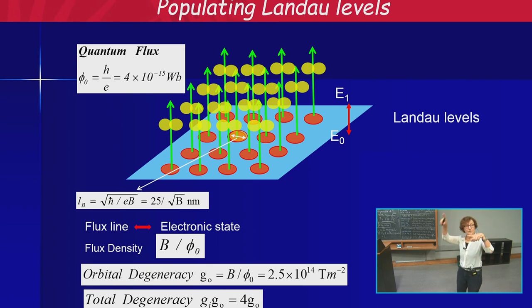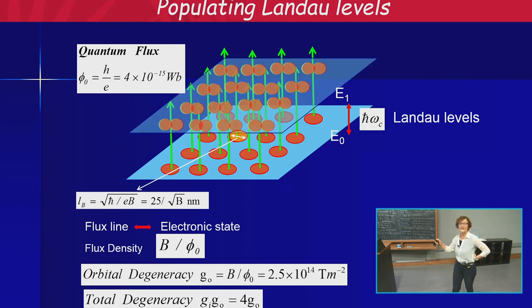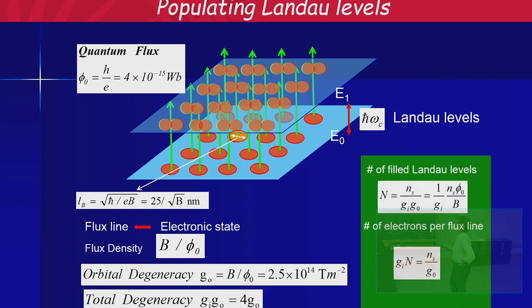Now we have two. We have a node in the wave function. Again, I can fill it up, and the distance here is h bar omega c. Now I can fill it again. Then my next electron is going to have to go to the next Landau level, which has three nodes in it, and so on and so forth. This is how we fill the Landau levels. The number of filled Landau levels is equal to the total number of electrons divided by the total degeneracy. And the number of electrons per flux line is the total number of electrons divided by the orbital degeneracy.